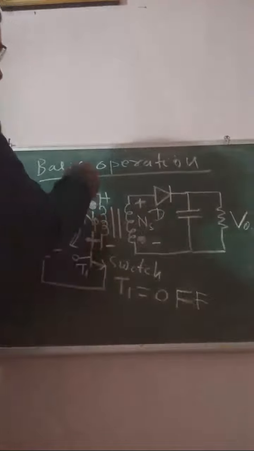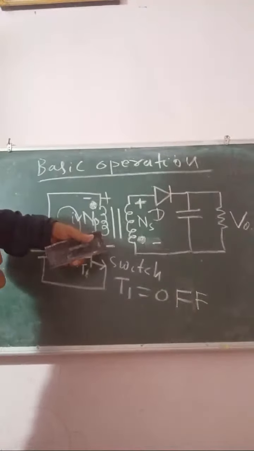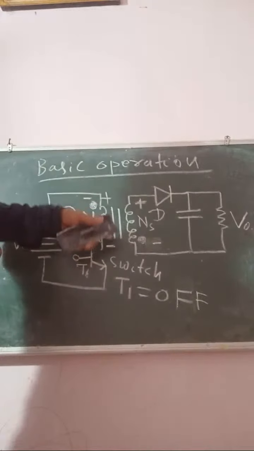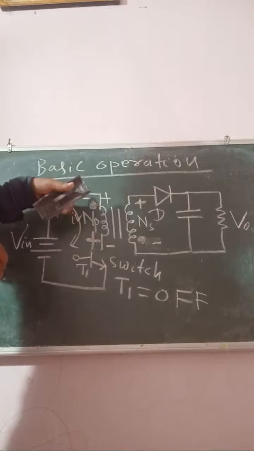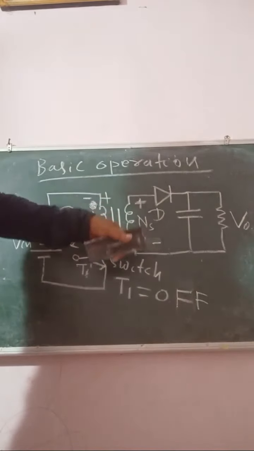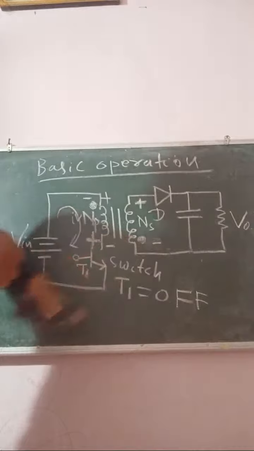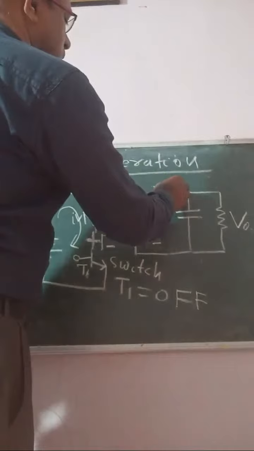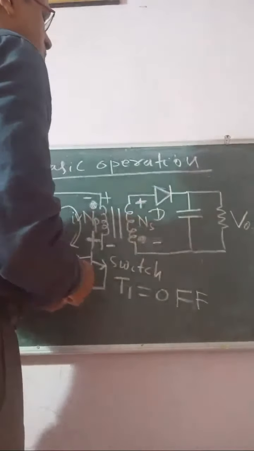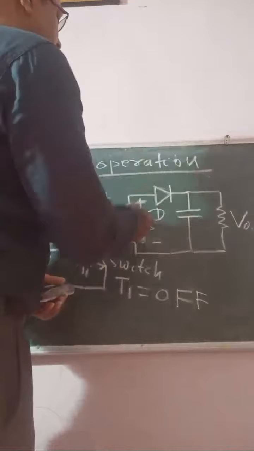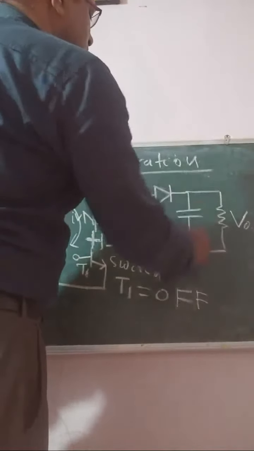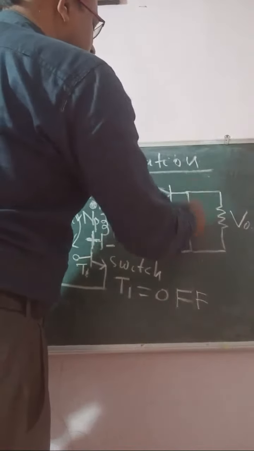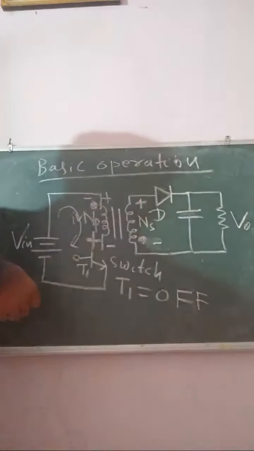Naturally, when the switch is off, the polarity changes. This will be plus, this will be minus, and this side will be plus, this side will be minus. Then what happens? The diode is forward biased. When the diode is forward biased, the current starts flowing and the capacitor is charged. Clear?